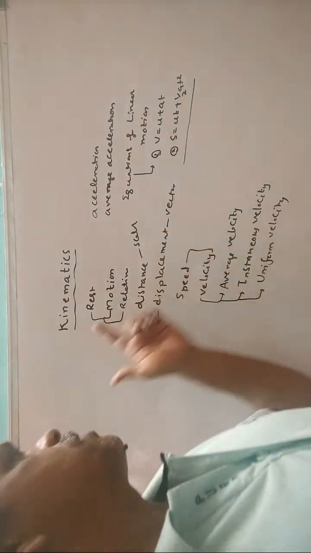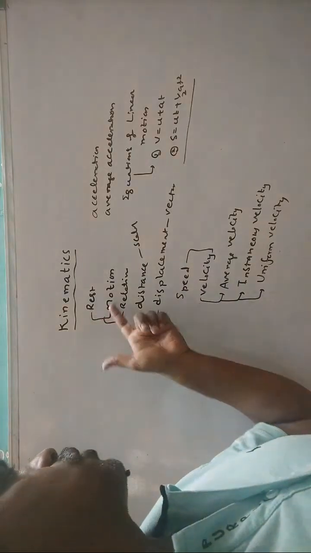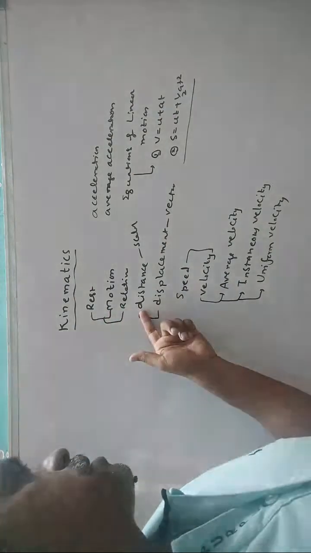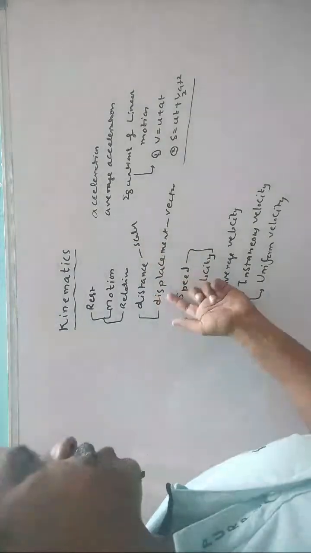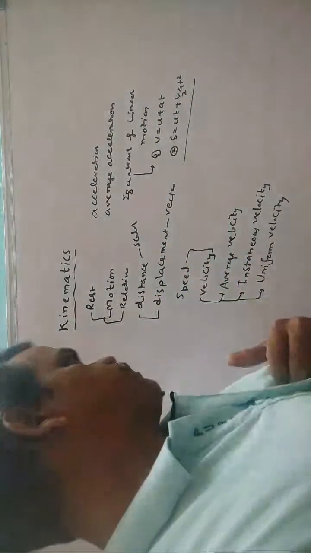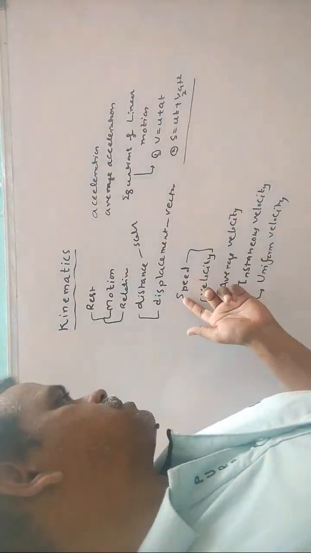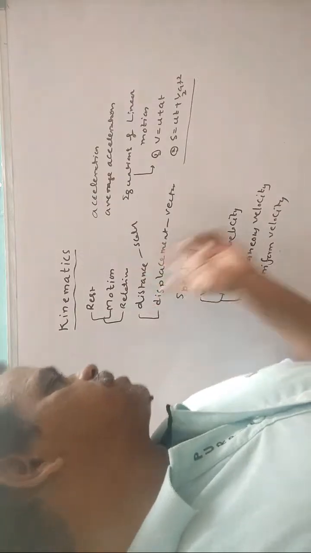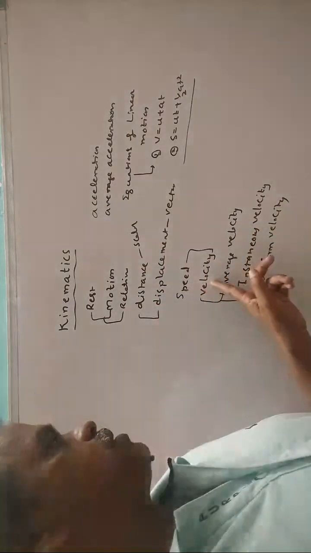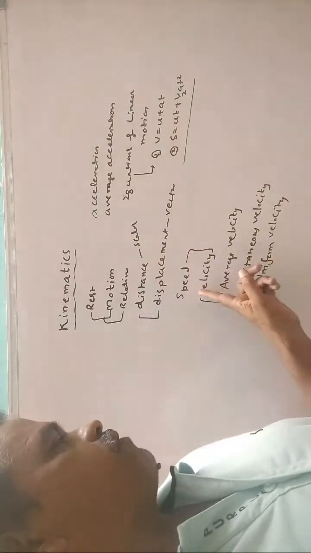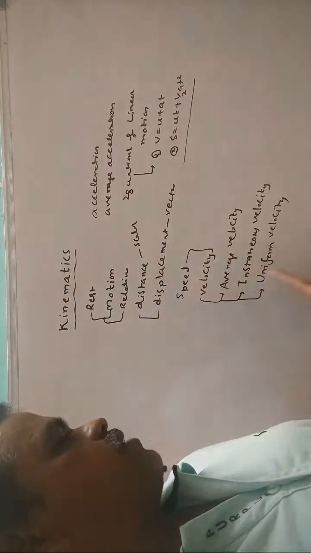So first one is rest and motion. Rest and motion are relative. I discussed distance, this is a scalar. Displacement, this is a vector. So depends on distance, speed is nothing but distance by time. Velocity is displacement by time.